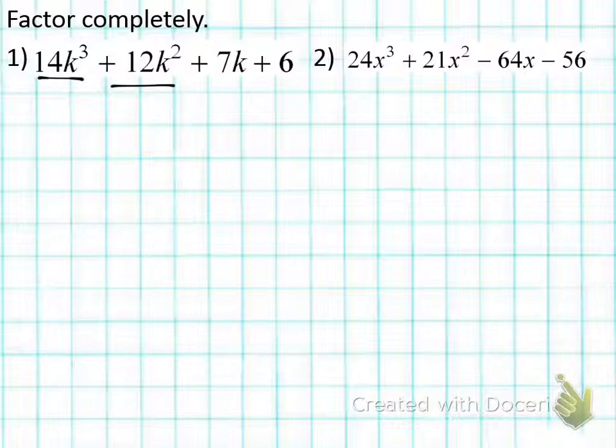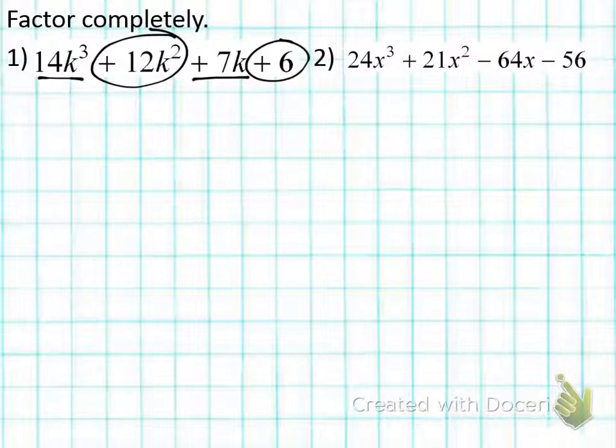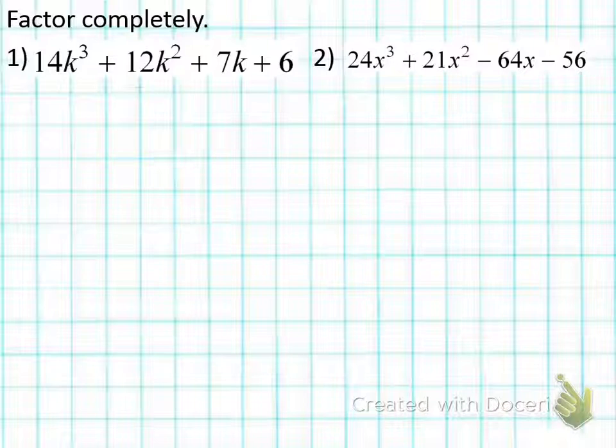12k and 6 have a common factor of 2, right? But I also know that 14k cubed and 7k have a common factor of 7, which is greater than 2. And 12k squared and 6 have a common factor of, you think even bigger, 6, right? So I'd rather group 14 and 7 together and 12 and 6 together. So what I'm going to do is rewrite the problem with those together.